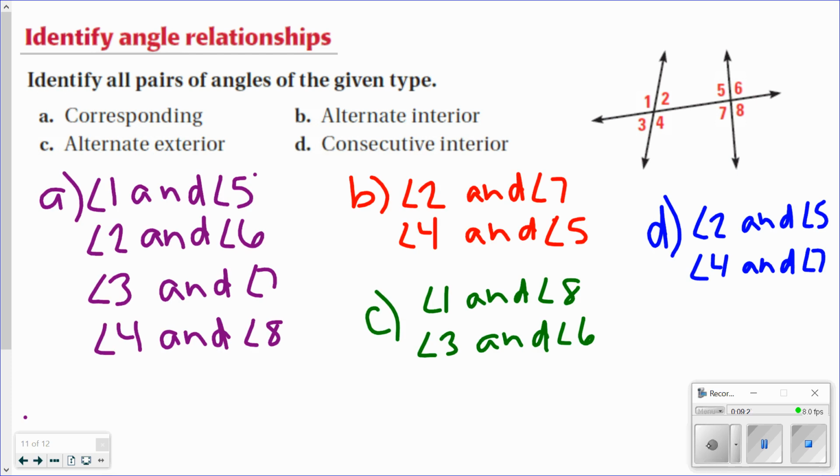So hopefully you paused the video and you wrote these out. So I did already kind of write out the answers for you. So A is all in purple here. Those are the corresponding angles. B is in red here. Those are the alternate interior angles from our diagram. C is green here, and those are the alternate exterior angles with the diagram. And finally, D, those are the consecutive or same side interior angles, and those are blue.